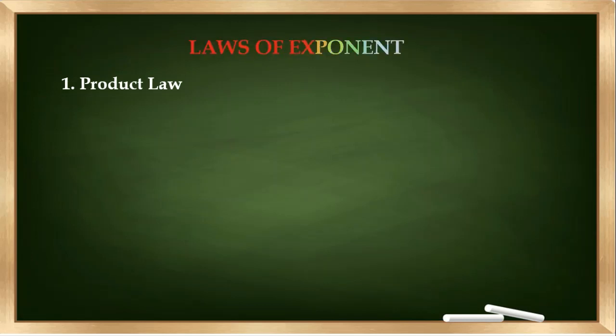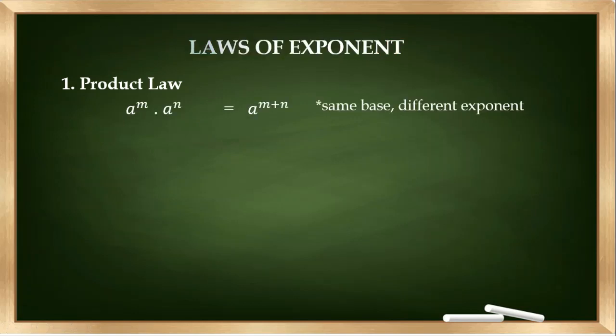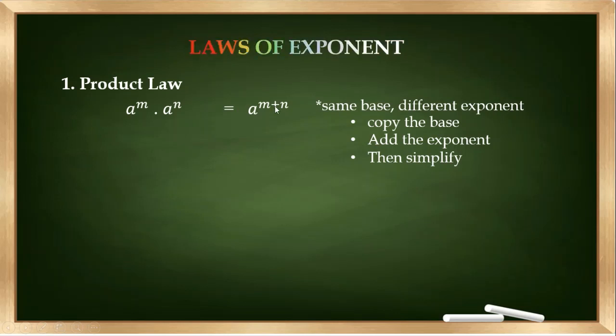So una, we have product law. Since when we talk about product, ibig sabihin, involve yung multiplication. So sa product law, ang sinasabi dito is, we have here a raised to the m power times a raised to the n power, is equal to a raised to the m power plus n power. So kung napansin nyo, we just copy the base. Ayan, same base, ibang exponent. So just copy the base and then we add the exponent. And then you can simplify.